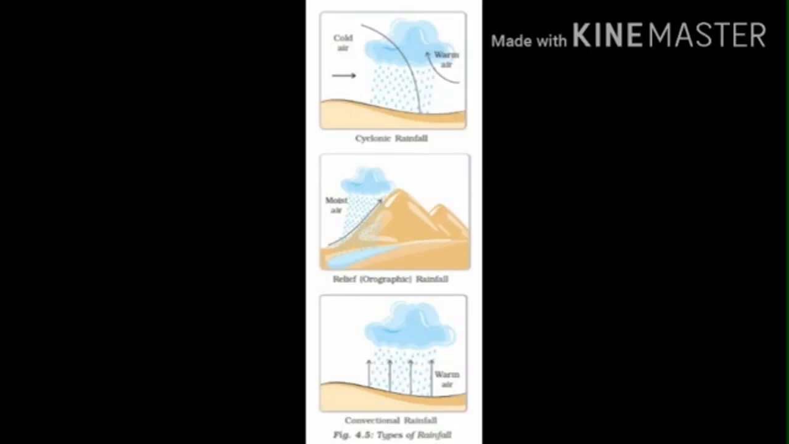First, what is meant by moisture again? The amount of water vapor present in the atmosphere is called moisture. Clear, children? The amount of moisture present in the air varies from place to place. Clear, children?